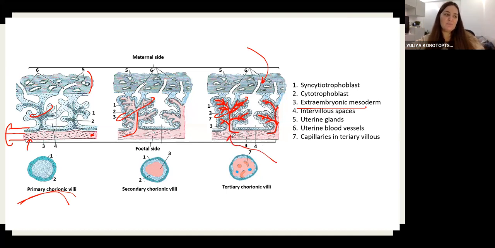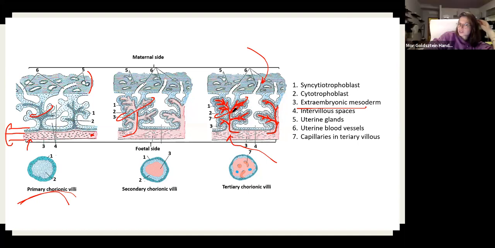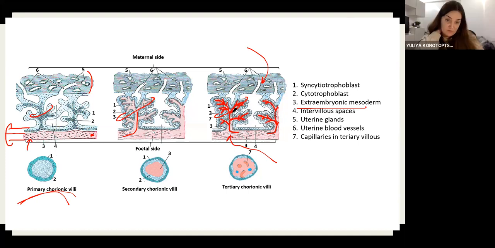So in the late placenta, would you find all of them? No. Which ones are going to be the only ones in the late placenta? The tertiary, yeah, because they have the blood vessels. I mean, this is placenta. What's the purpose for it if I don't have a blood vessel? Because I need to exchange some things, right?